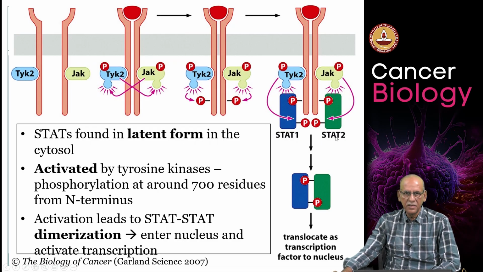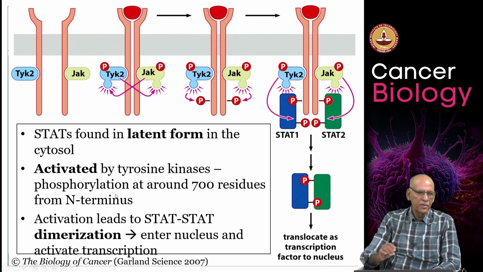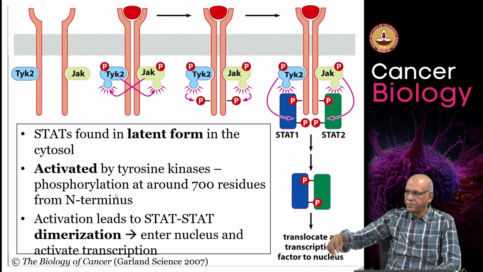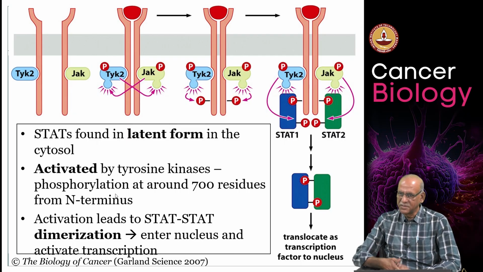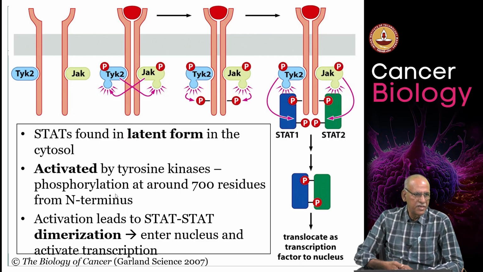Like I told you, these transcription factors, multiple forms are there. STAT1 and STAT2, they form a dimer. For activation, you need this dimeric form. It is this dimeric form that translocates to the nucleus. So, activated by tyrosine kinase, phosphorylation at around 700 residues from the N terminus. That means the protein is a big protein, more than 700 amino acids are there. So, around that, in the tail portion, you have the tyrosine phosphorylation, just like any other receptors also. In EGF receptor it may be even 1000 residues, so it is not surprising.